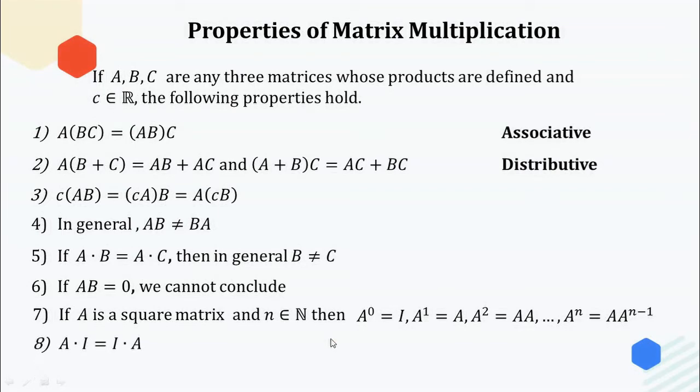So number 8, A times the identity is also equal to the identity times A. You need to remember the identity has the main diagonal, from the top left to the bottom right, equal to 1, and the rest of the entries are 0. So the last, the identity to the power n is also equal to the identity, everyone. Without further ado, let's jump to the example.